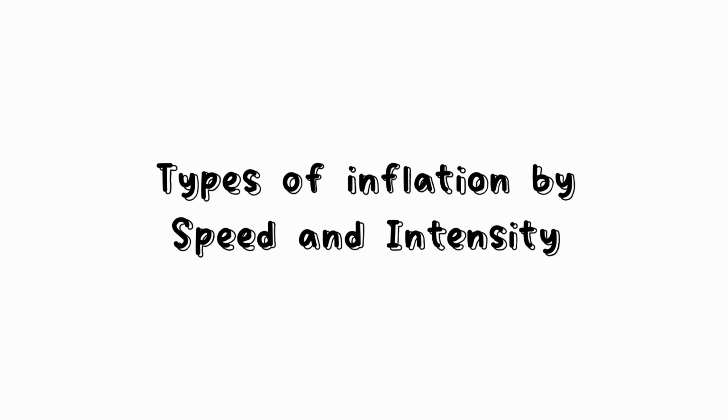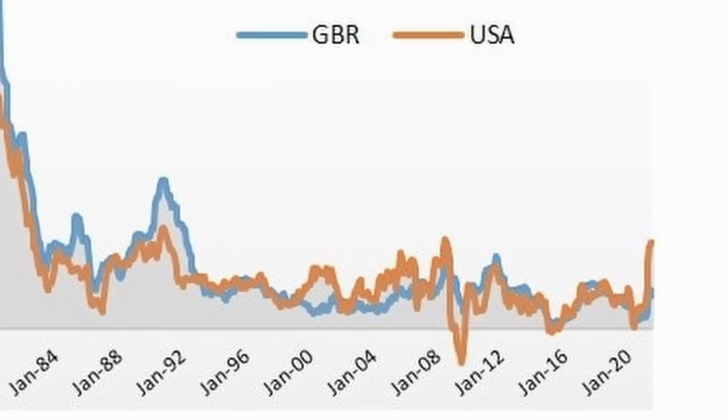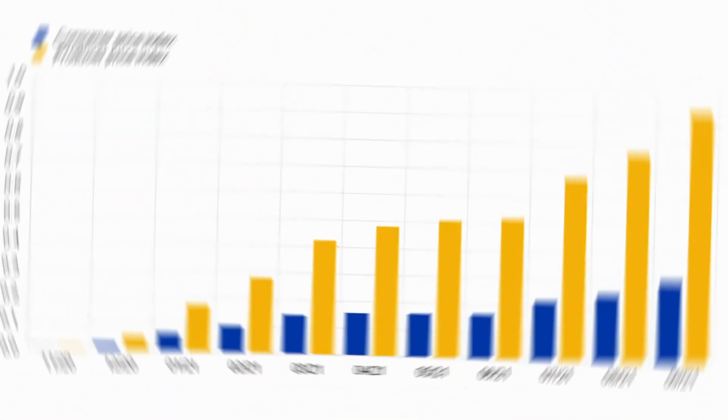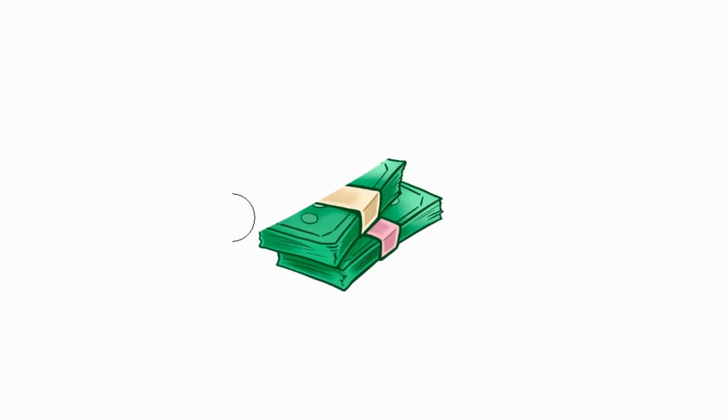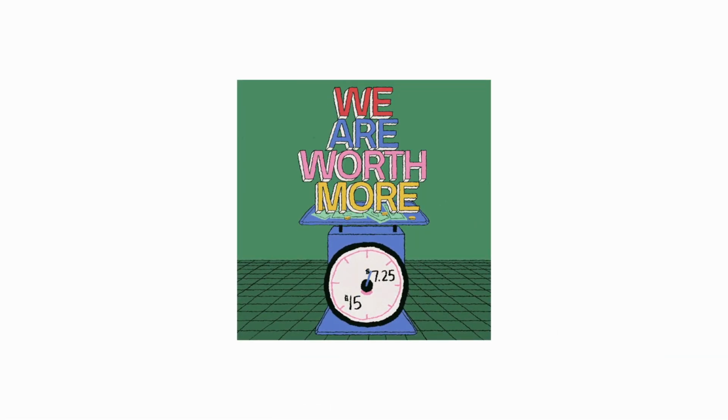Types of inflation by speed and intensity. Creeping and moderate inflation. Creeping inflation refers to a gradual and steady increase in prices over time. It's typically low enough, 1 to 3%, not to cause significant economic disruptions, but can still erode purchasing power over the long term if wages don't keep pace with rising prices.